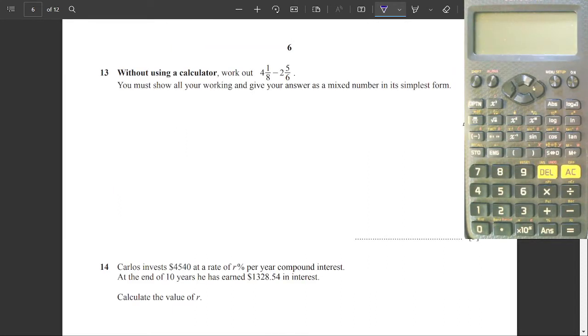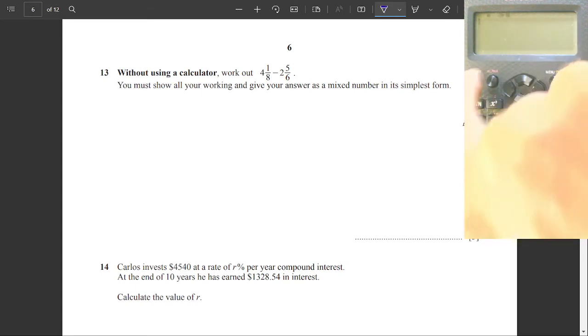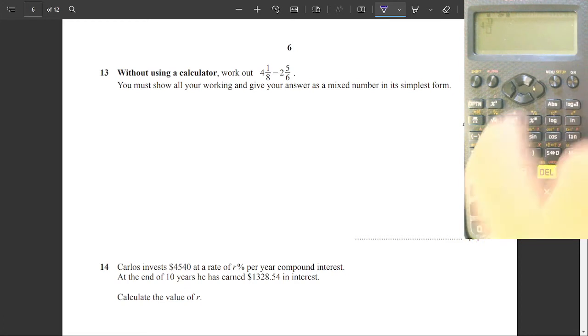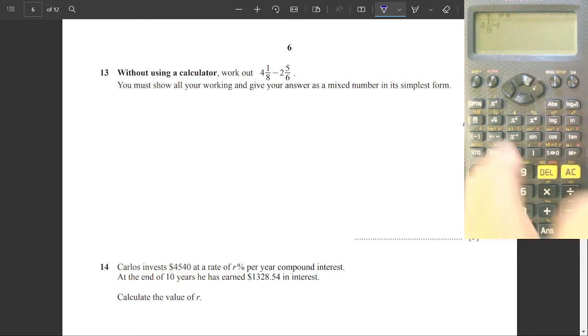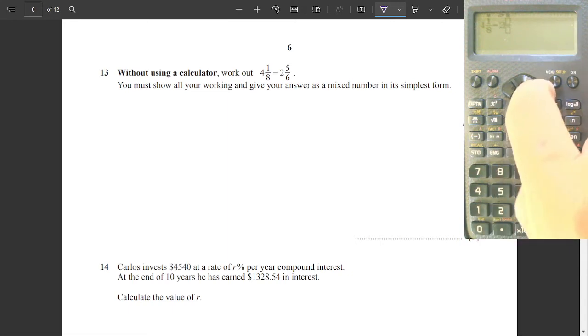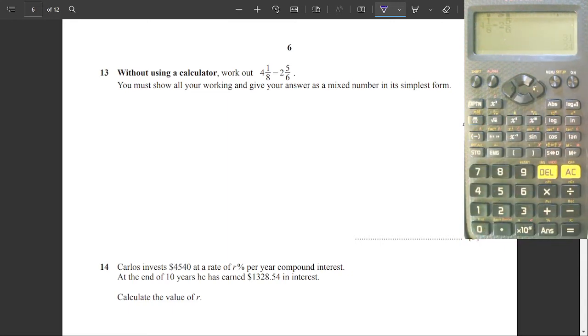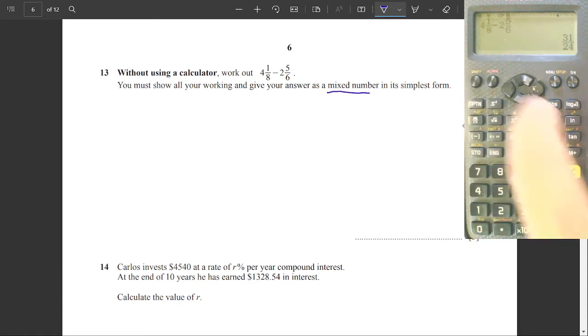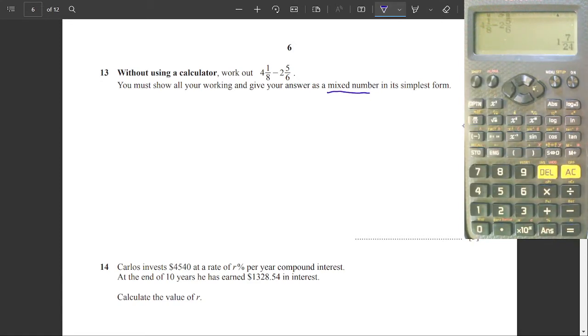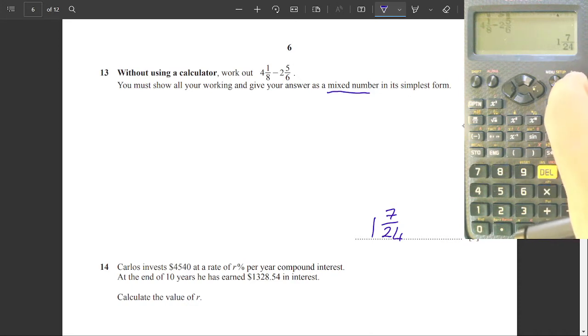Question 13 says without a calculator. So if you were to do this, nobody's checking, but if you were to put the question into your calculator and press equal, you get the answer. Okay, they want it as a mixed number in its simplest form. That's an improper fraction. You just press shift and this S-D button, there it is. The answer is 1 and 7 over 24. Okay, got the right answer. 0 marks, of course, because I used my calculator and I didn't show all my workings. So what we need to do now is fill in that blank space to get the marks.